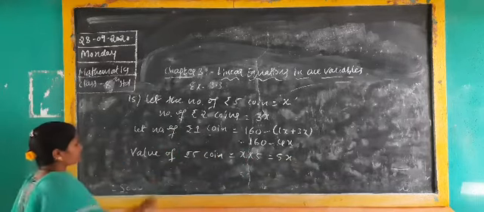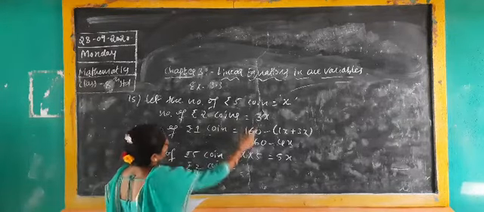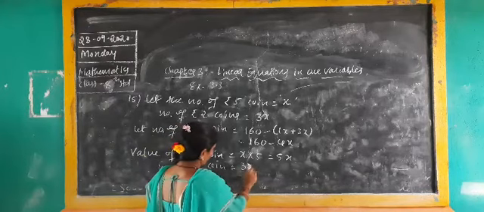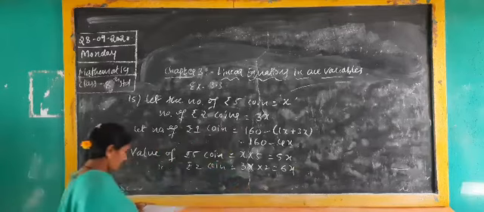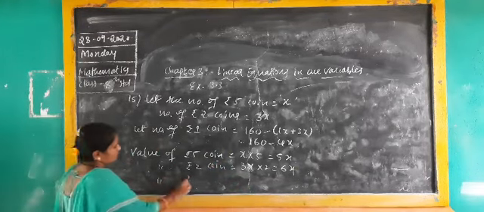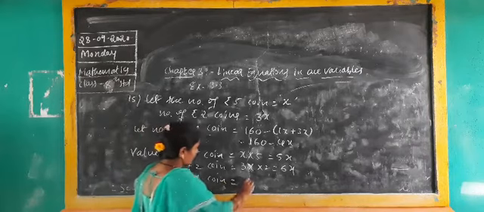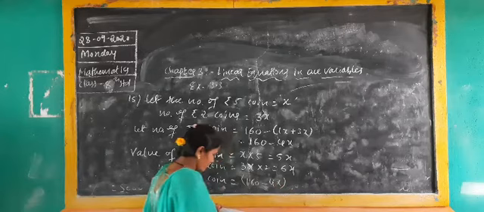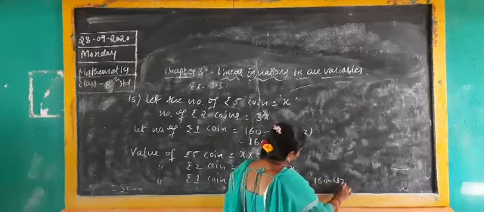Next, the value of rupee 2 coins. The number is 3x, and 3x into 2, you will get 6x. Next, rupee 1 coins. The value of rupee 1 coins is equal to 160 minus 4x into 1, you will get the same 160 minus 4x.